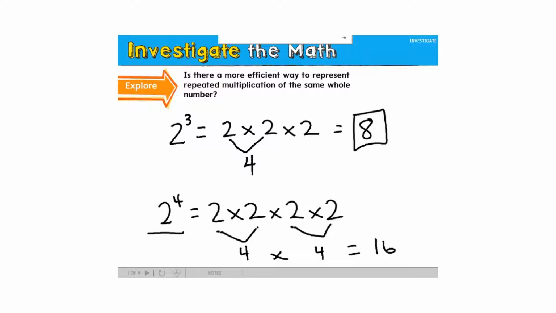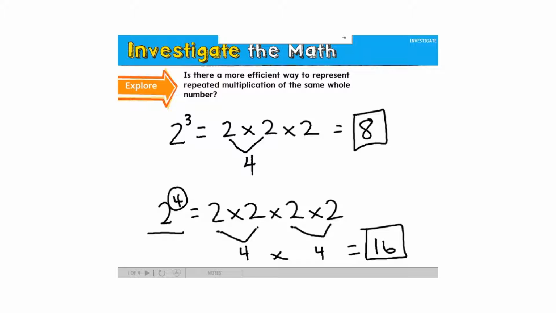So you are taking the number, the base, and you are multiplying it by the number of times the exponent tells you to. So in this case, we multiplied it 4 times. It's not 2 times 4, it's 2 four times, which is different. 2 times 2 is 4, 4 times 2 is 8, 8 times 2 is 16. That's how you get to the final answer.